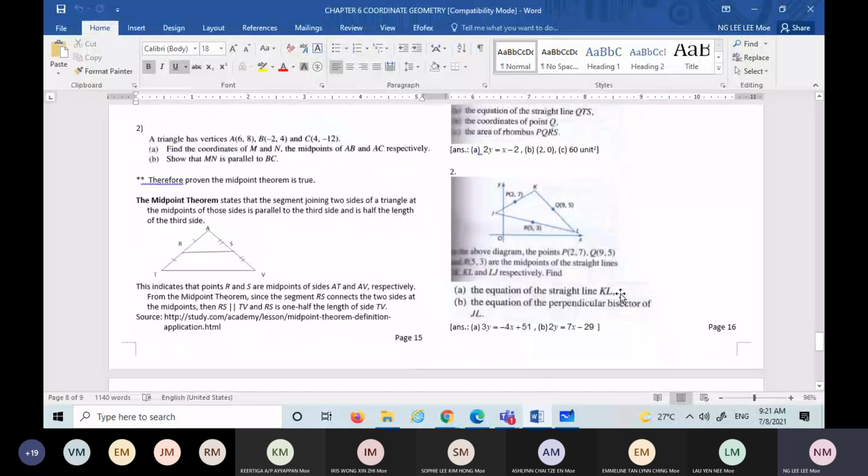Now we see what this midpoint theorem is. All these are actually extra knowledge for you, but it's useful. The midpoint theorem states that the segment joining two sides of a triangle at the midpoints of those sides is parallel to the third side and is half the length of the third side. This is the midpoint theorem.